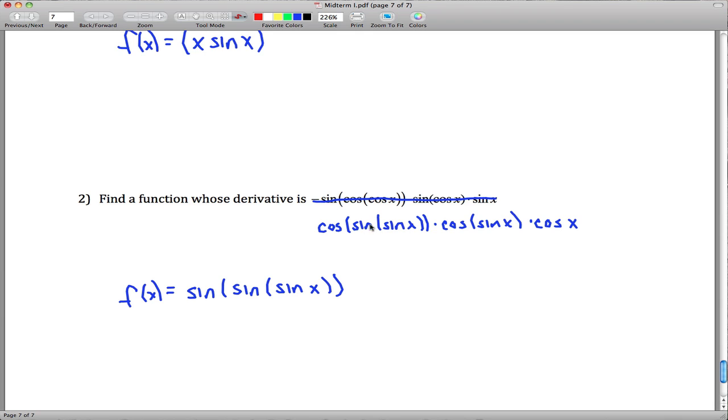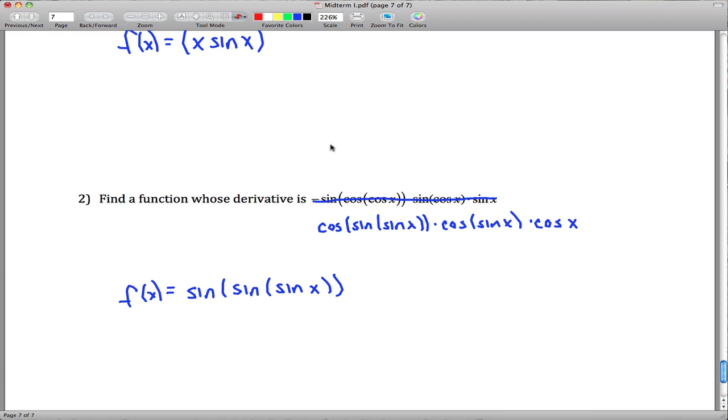And then when we peel off this sine, it goes to cosine. And then when we peel off this sine, it goes to cosine. So the inside must have been sine of sine. And so you just got to figure out what was the outside thing that turned into cosine. And again, the derivative of sine is cosine. So our original function must have been this guy right here.